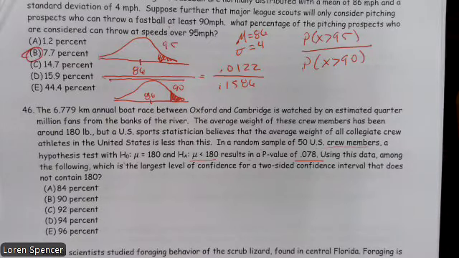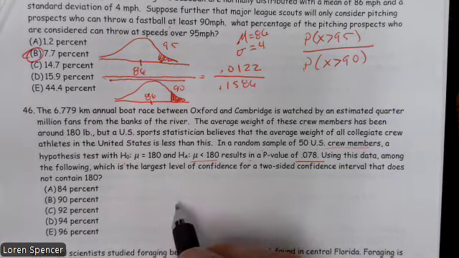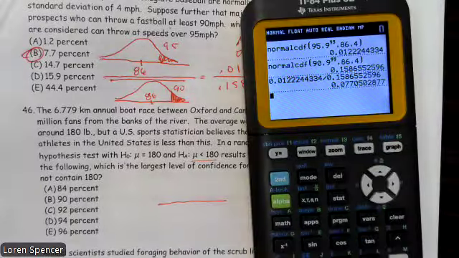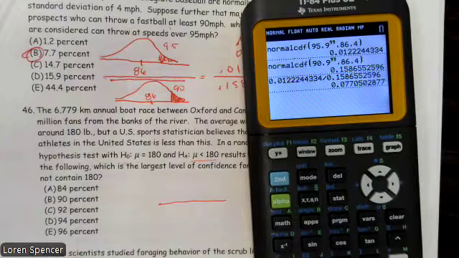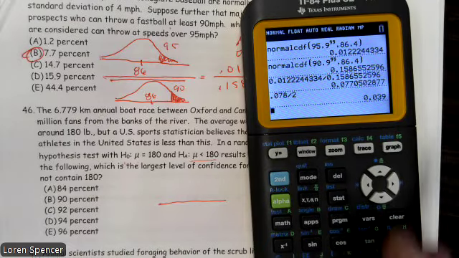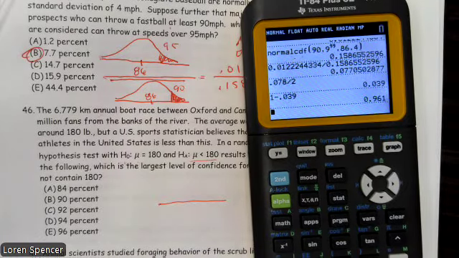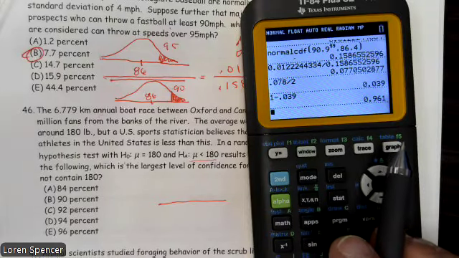All right. So the p-value goes into two tails. So we're going to take the 0.078 because we're taking that p-value and dividing it by 2. 0.078 divided by 2 is 0.039. All right. So 1 minus 0.039 is 0.961.